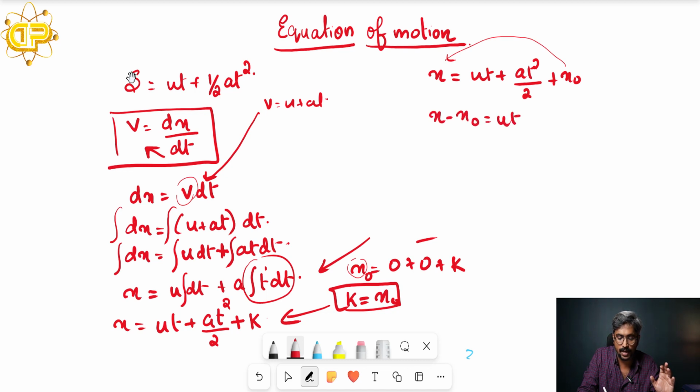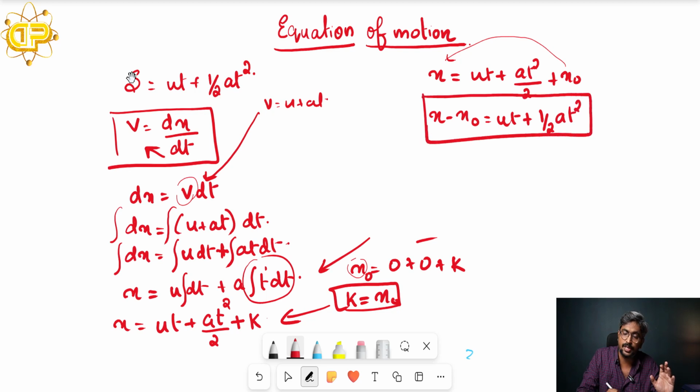plus half at square, right? And this x minus x0 is what? It is nothing but the displacement carried out by the object. So s is equal to ut plus half at square.